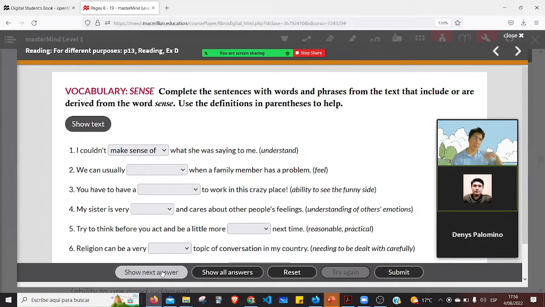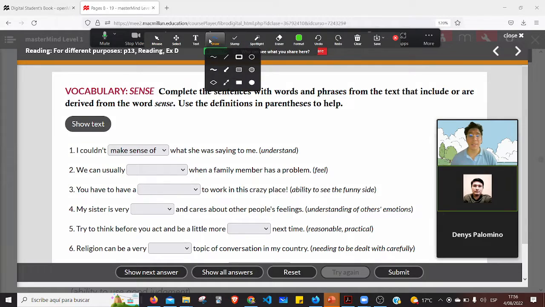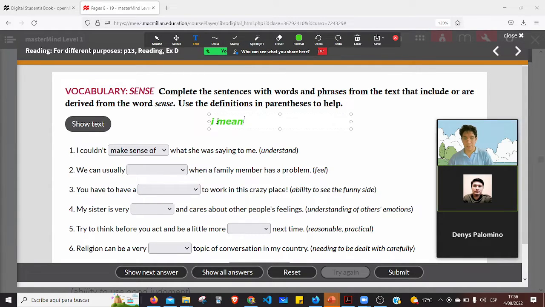Otro error común que noto es que siempre dicen I try to say. Bueno, ustedes no, sino de manera general, cuando yo intento decir o trato de decir es I try to say, right? Pero digan I mean, en lugar de decir I try to say, digan I mean. I mean significa I try to say.